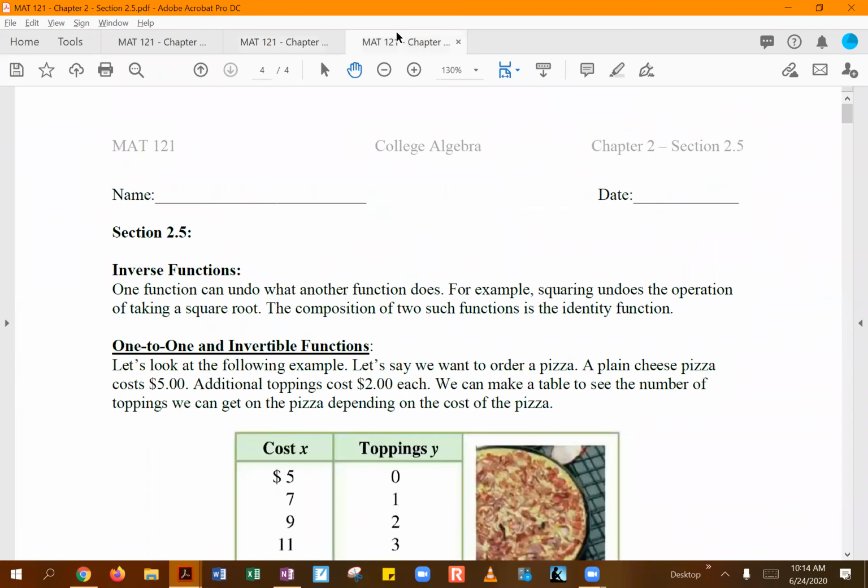So this was the last example that we wanted to look at in section 2.4. So that brings us to our last section, guys, which is 2.5. And this section, as you can see, of course, is where we are talking about the inverse functions.